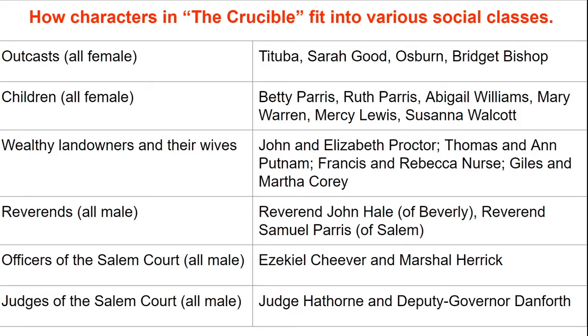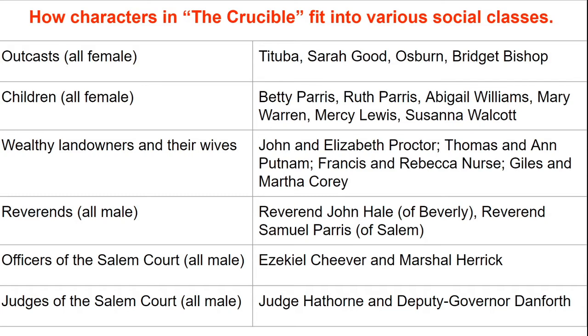Those that have more power than the children are the wealthy landowners and their wives. Notice that it's at this stage that male characters start coming into the picture. And here we have John and Elizabeth Proctor, Thomas and Anne Putnam, Francis and Rebecca Nurse, and Giles and Martha Corey. But notice that within those relationships, the women, the wives, would have always had less power than their husbands.